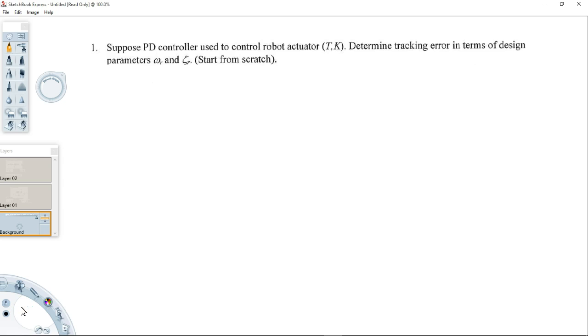So I'm going to break this problem up into two parts. The first part is going to be making the control system and getting the ideal P and D controllers out of it. And the second part is going to be finding the tracking error, which is something that I'll go over for the first time. So for the control system, it's going to be similar to what we had before.